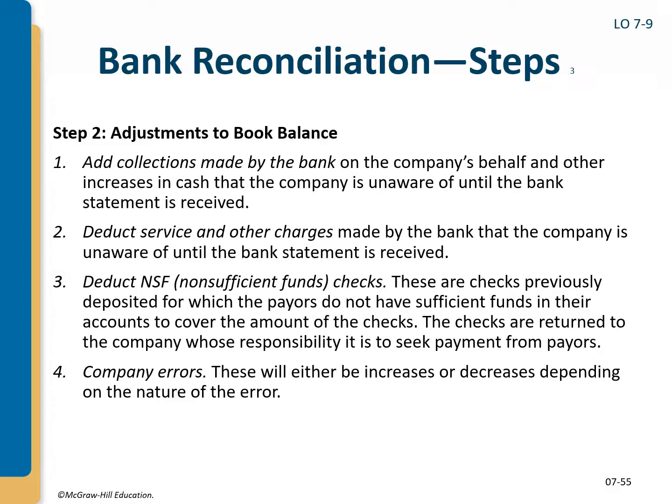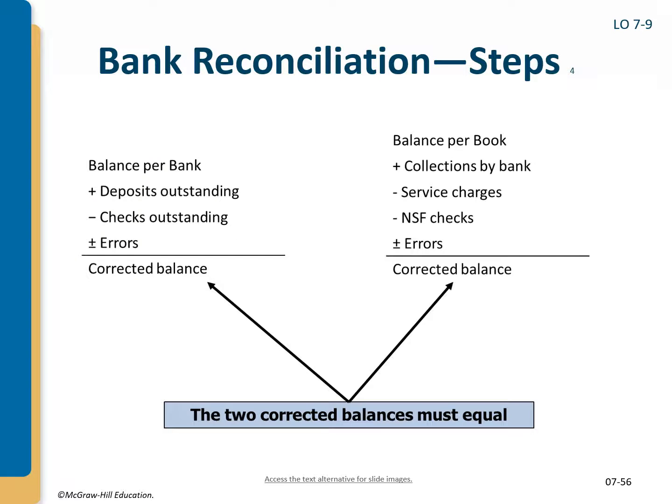Or maybe we just made errors. Maybe we wrote a check wrong and deducted it incorrectly in our own accounting. So we make these adjustments to our checkbook balance back at the company. And once these missing items from both locations are found and added and subtracted, now the balances should agree. And there's a great picture of that.